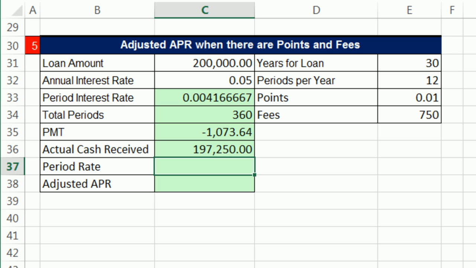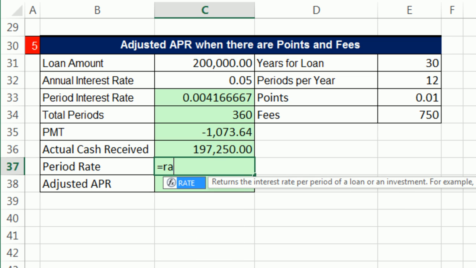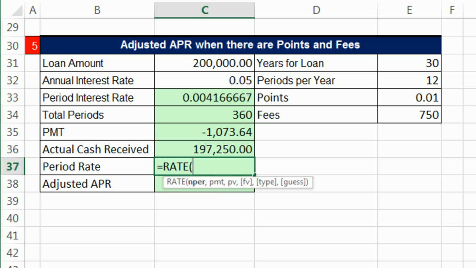So check this out. Now we're going to use the rate function. Rate always calculates the period rate. That means the monthly rate for us. So NPER, it's still the same, 360. Notice how future value, PMT, rate, they all have the same basic arguments. It's just we're solving for a different piece. We're solving for the period rate here.